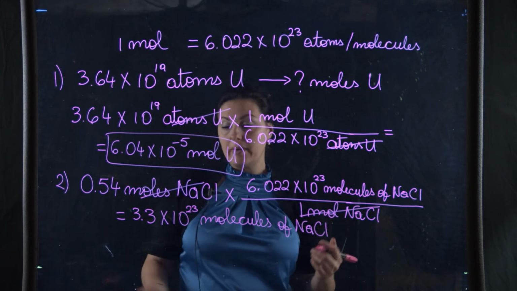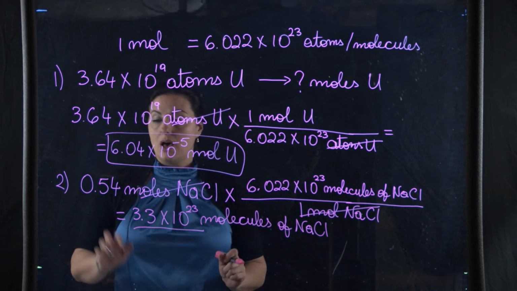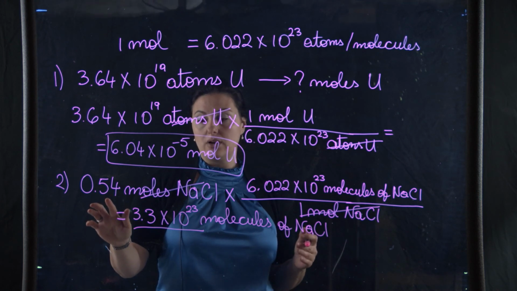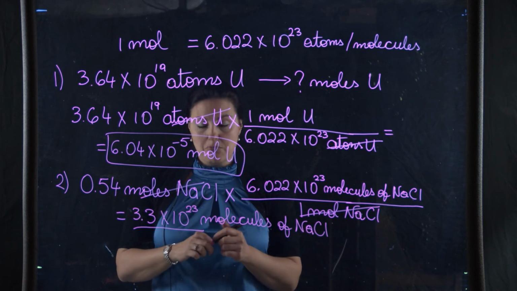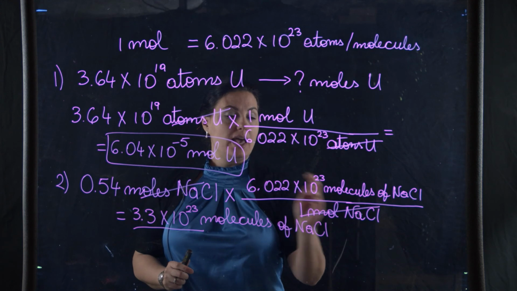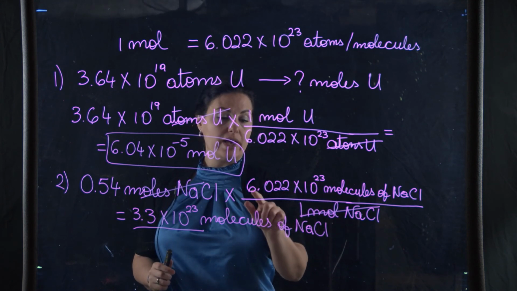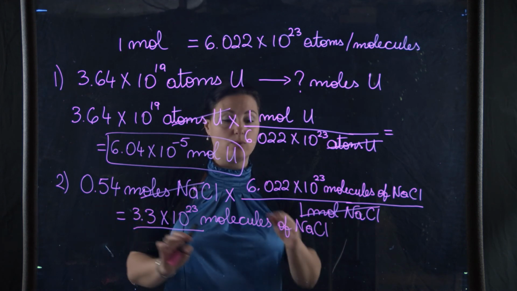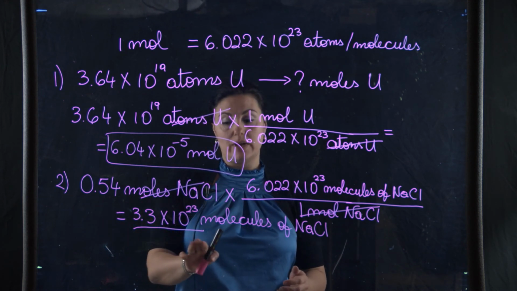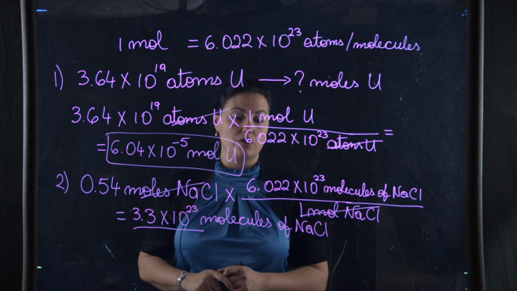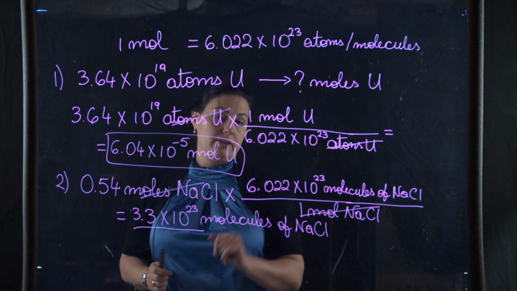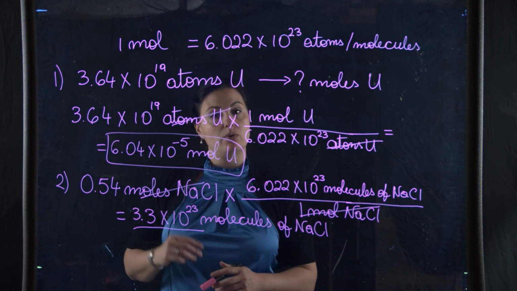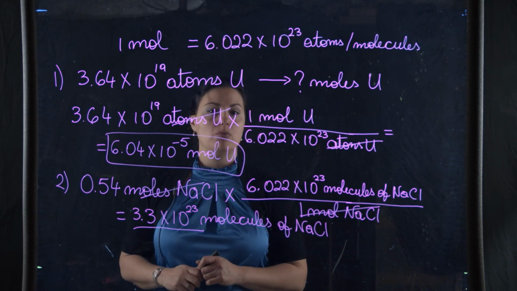Now let's think about the answer. I have a little over half a mole of NaCl, and 1 mole I know has 6.022 times 10 to the 23rd. So about half of that will be 3 point something, and that's what I get, 3.3 times 10 to the 23rd. Therefore, I have done this problem correctly. I will erase these 2 problems, and we will work on the last 2, which are a little bit more involved.